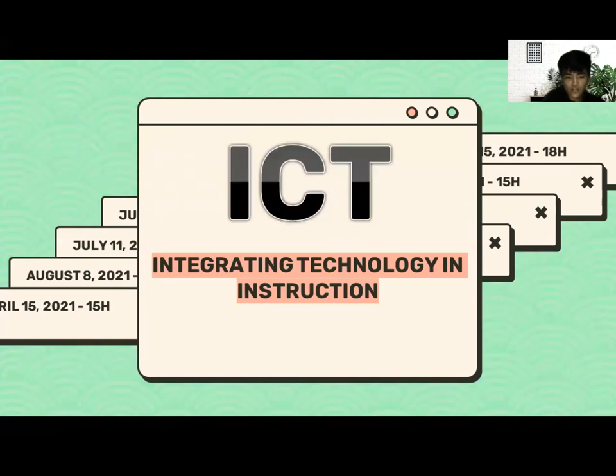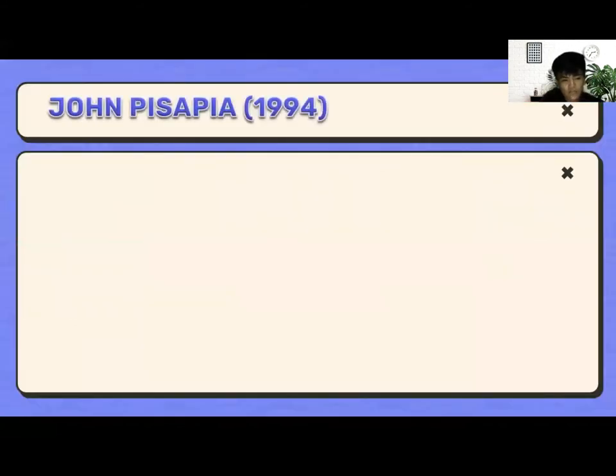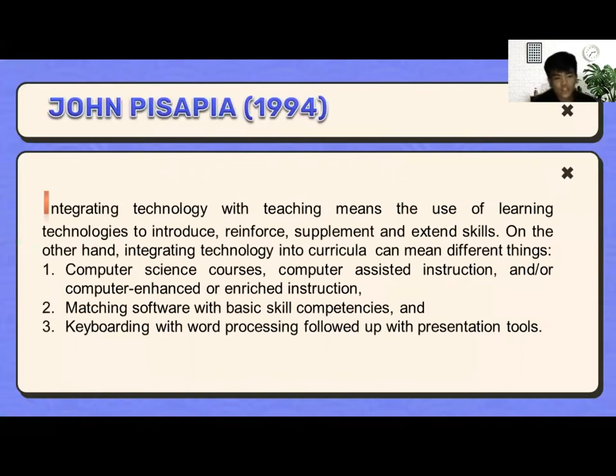Integrating technology in instruction. In ICT, the information communication technology, integrating technology in instruction. According to Jan Pisapia, 1994, integrating technology with teaching means the use of learning technologies to introduce, reinforce, supplement, and extend skills. On the other hand, integrating technology into curricula can mean different things: computer science courses, computer-assisted instruction, and cognitive enhanced or enriched instruction, matching software with basic skills competencies, and keyboarding with word processing followed up with presentation tools.